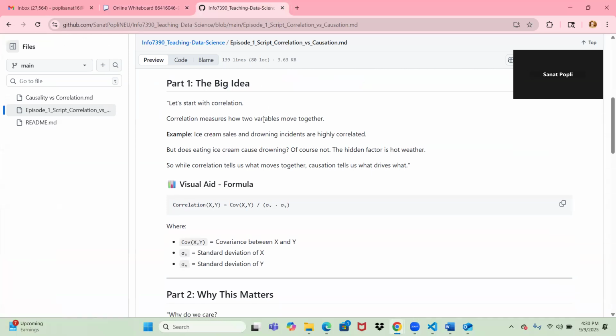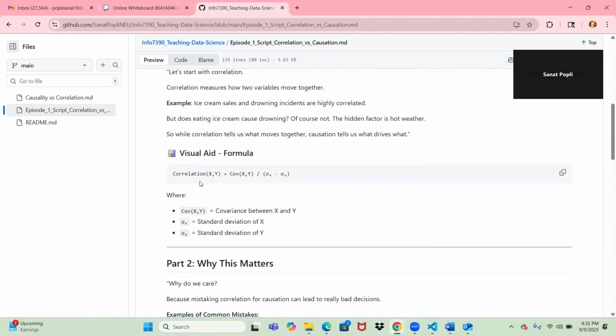Let's take a real life example. Ice cream sales and drowning incidents are highly correlated. But does eating ice cream cause drowning? Of course not. The hidden factor is hot weather. So while correlation tells us what moves together, causation tells us what drives what.